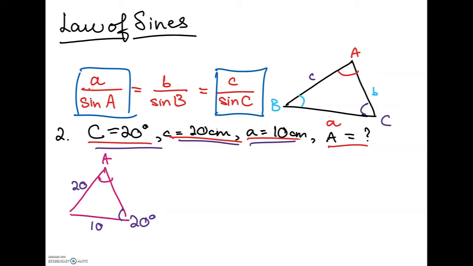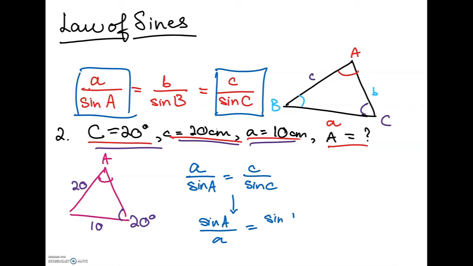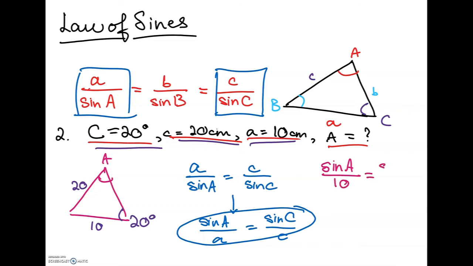One important thing to note about the law of sines is that it's reversible. So if we have a over sine of A equals c over sine of C, this can also be written as sine of A over a, which is equal to sine of C over c. So we can take the reciprocal of both fractions and get the same answer at the end. So now let's use this version of our formula just because it will be easier, and I'll show you why. We don't know the value of A, so we're just going to write sine of A. We know that lowercase a is equal to 10. We know that sine of C is just sine of 20 degrees, and then that is over 20 because side length c is just 20.